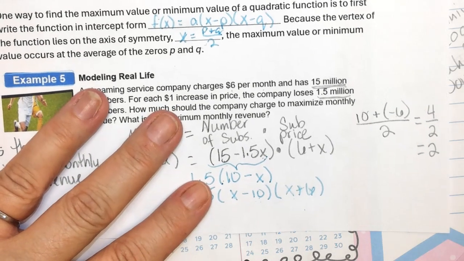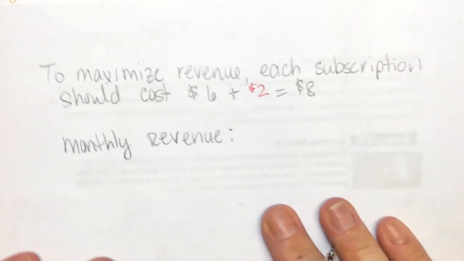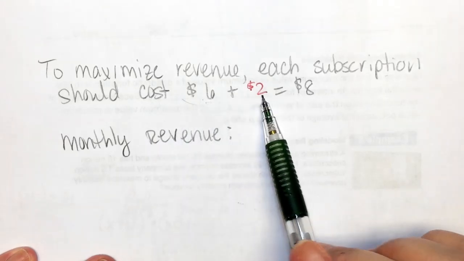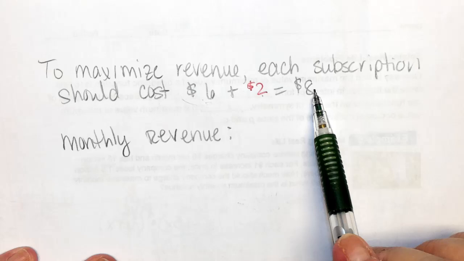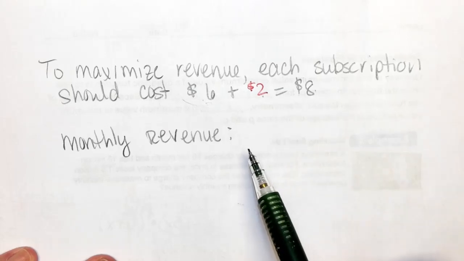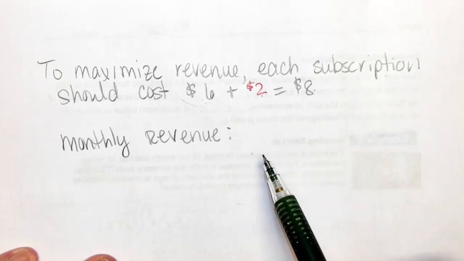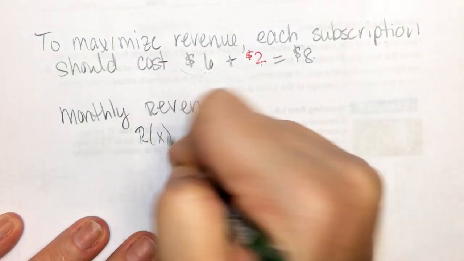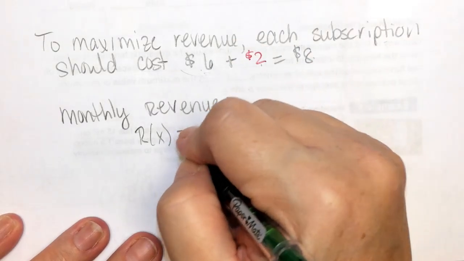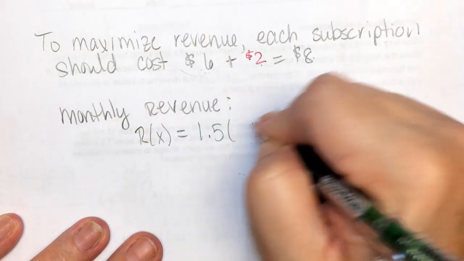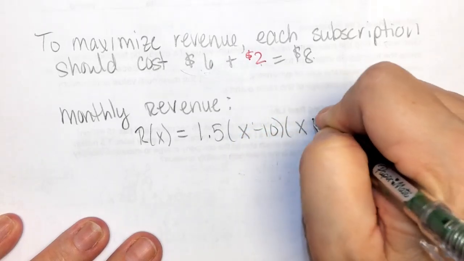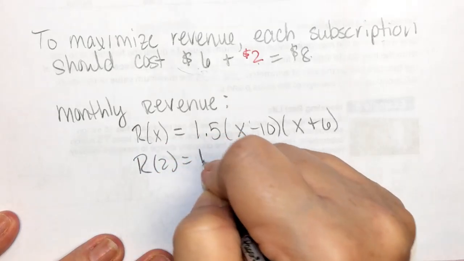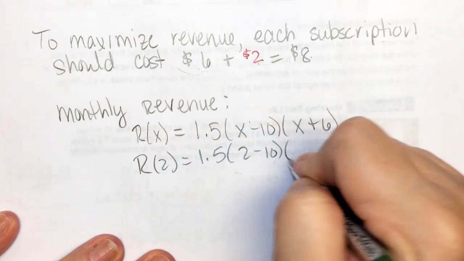I'm going to flip my paper over and write that down for you. To maximize the revenue, each subscription should cost the original price plus $2. That would give us $8 per month. So we want to find the monthly maximum revenue. We want to know what is the y value when we plug in the x value, so we want to find r of x. I'm going to rewrite the equation just so we have it on this page. R of x equals 1.5 times x minus 10, x plus 6. We're just substituting in 2, so we're going to plug in 2 and solve.